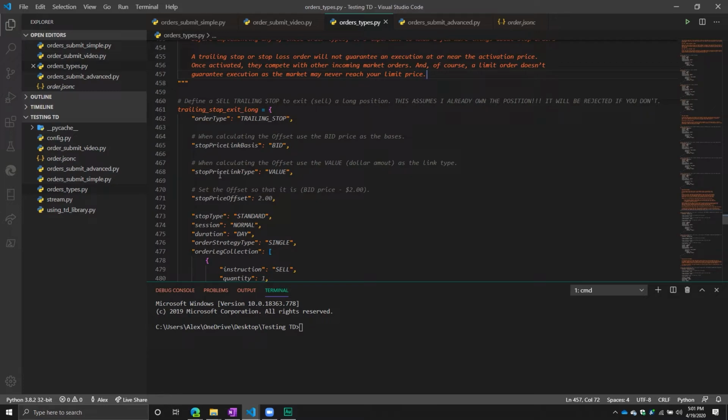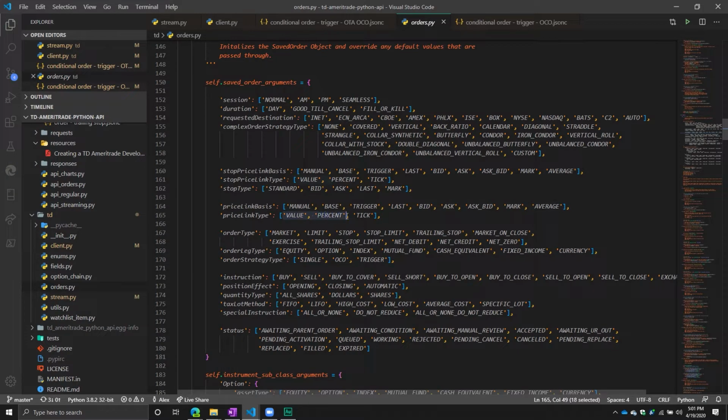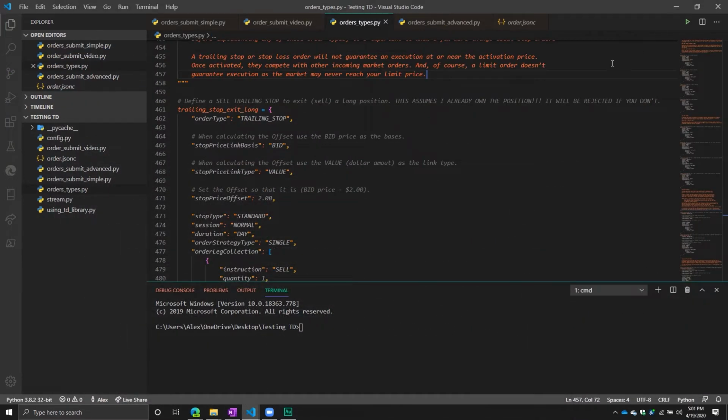Additionally, with a trailing stop, you can either have a value, so a dollar amount, or a percentage. So if you look here, value or percent, they do have a tick. I've never used the tick, so I don't know if that works 100%. I don't even think the web interface gives you an option for tick, so it might not be usable. I will try it and then I'll probably just have an example in the library. In this case, I'm saying use a dollar amount figure as my offset.